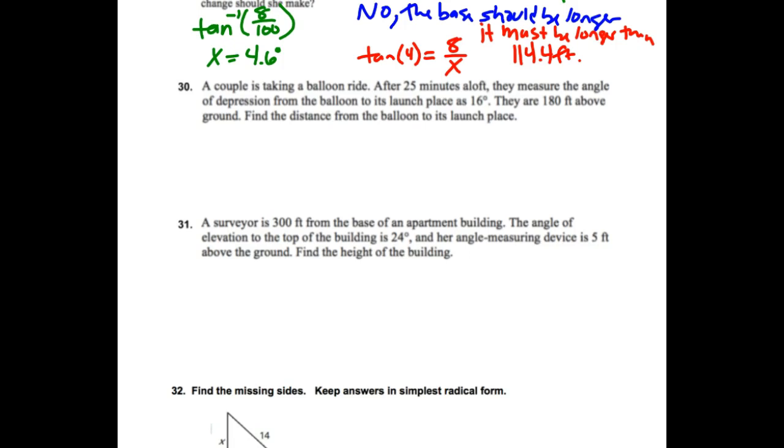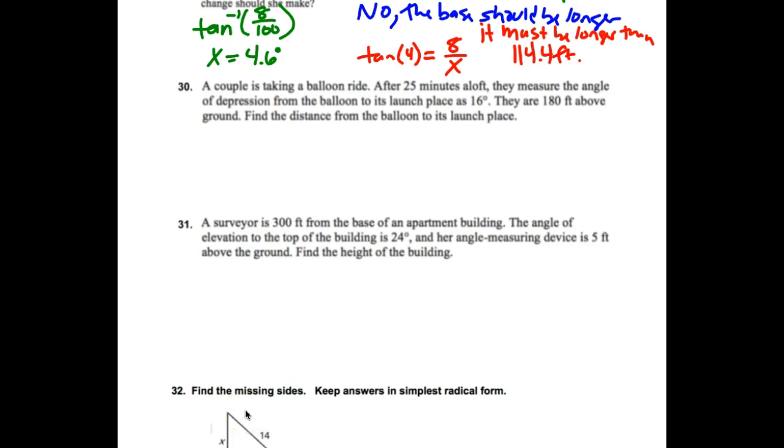So this next one, a couple is taking a balloon ride. After 25 minutes aloft, they measure the angle of depression from the balloon to its launch place as 16 degrees. They are 180 feet above the ground. Find the distance from the balloon to its launch place. So we're going to just quick sketch a picture of this.